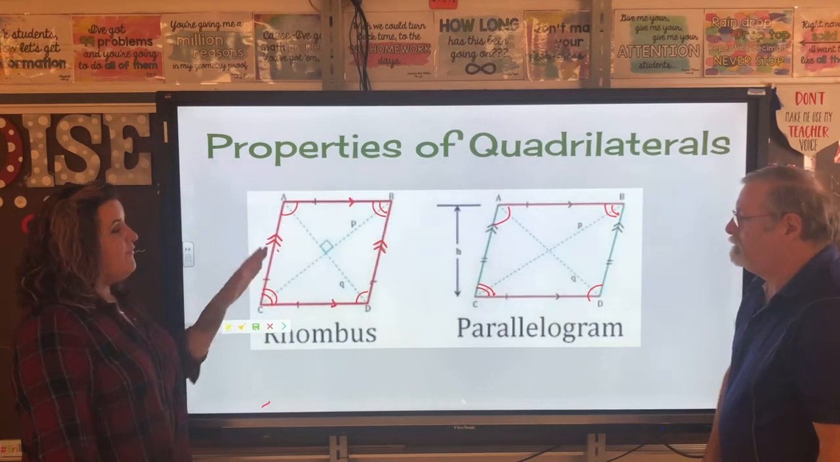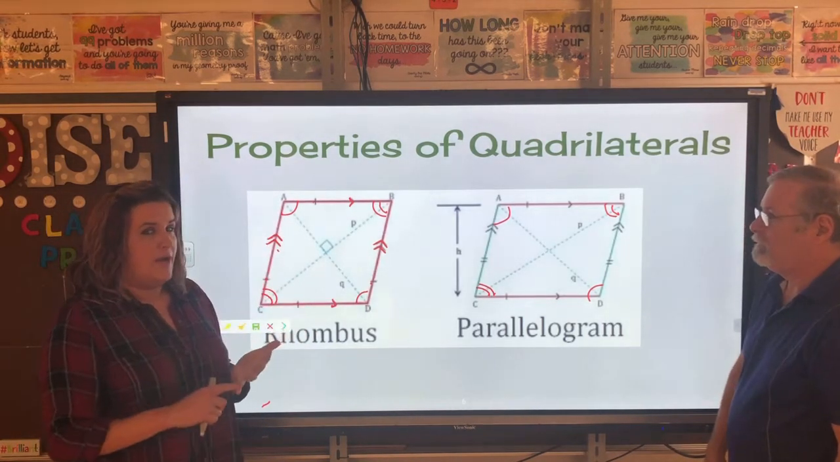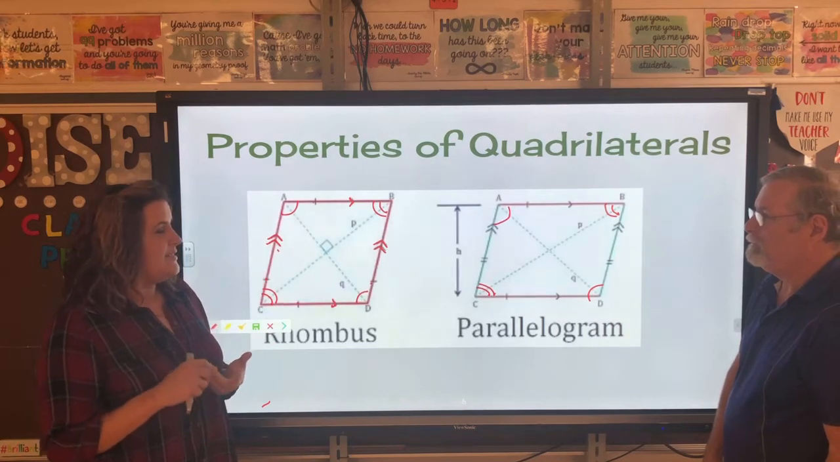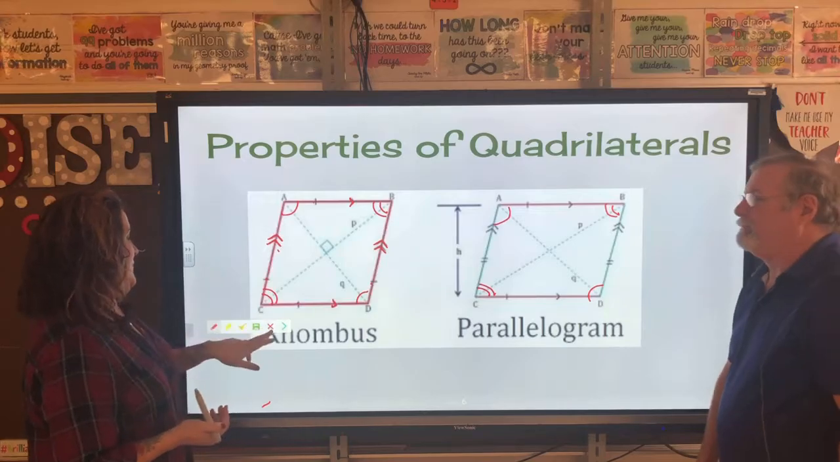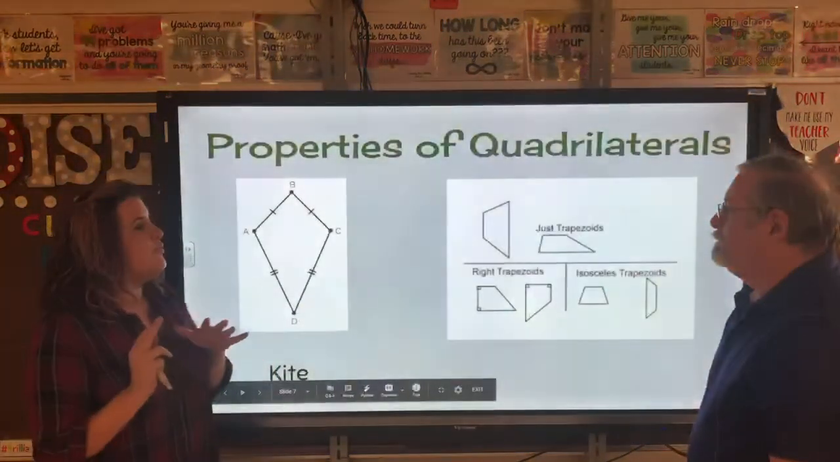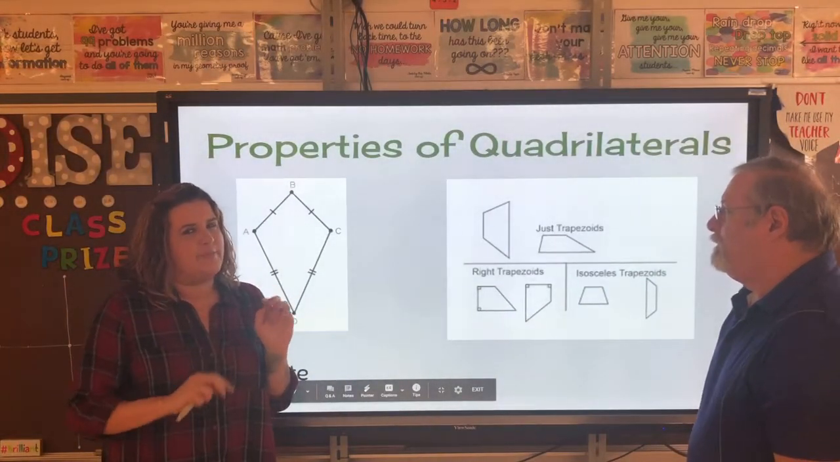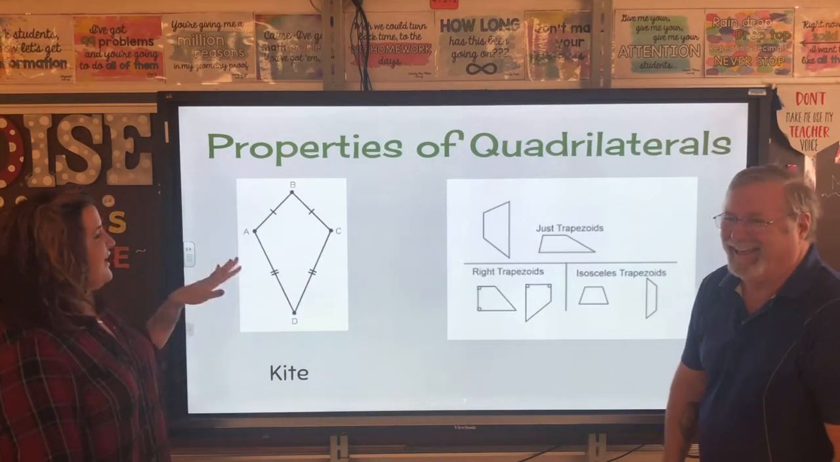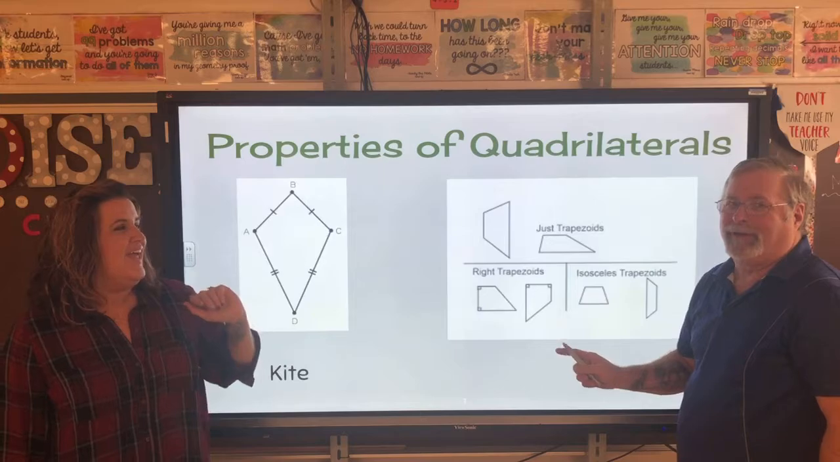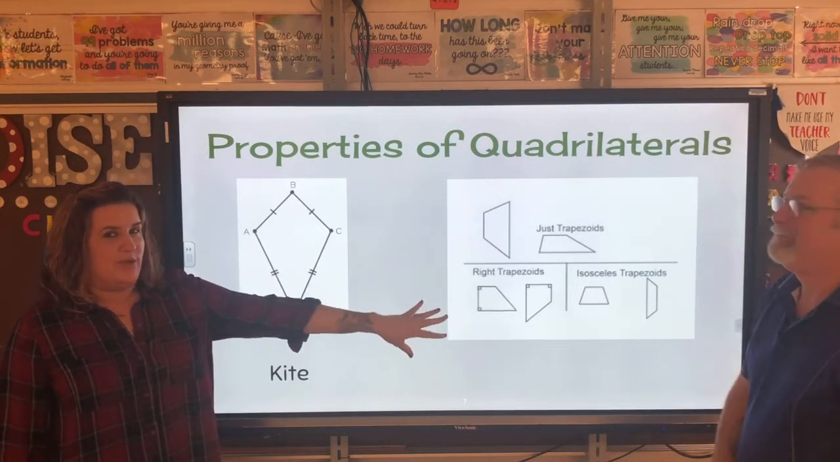So the four that we just went over, the square, the rectangle, the rhombus, and the parallelogram, are all in the parallelogram family. Separate, but still related because they have four sides, are kind of like the crazy aunts and uncles of the family: the kite. These are the ones you don't invite to Thanksgiving. Right, the kite and the trapezoid, right?